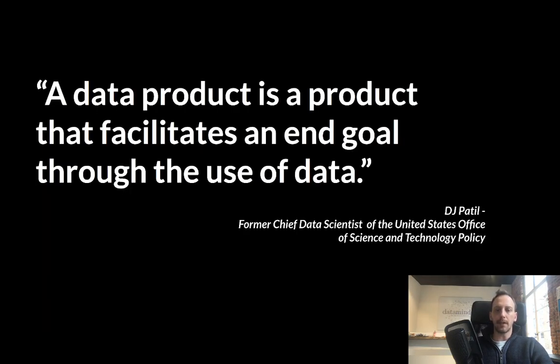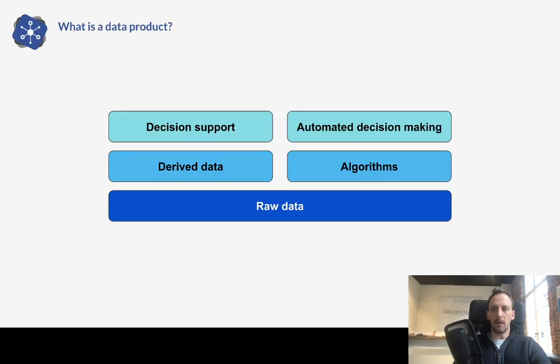There's one definition here by DJ Patil, who used to be the chief data scientist of Barack Obama. And he says a data product is a product that facilitates an end goal through the use of data. That's still very vague, so what does he mean? What is the data? Make it more tangible. And I hope the previous examples already gave you some clue. But here is another categorization that I found useful.